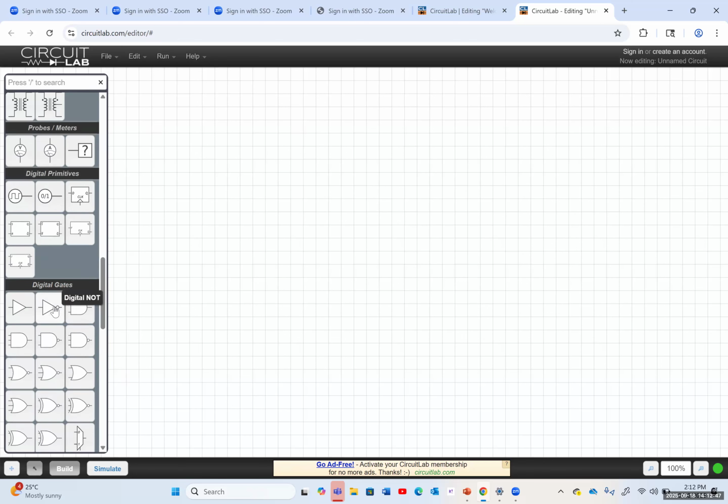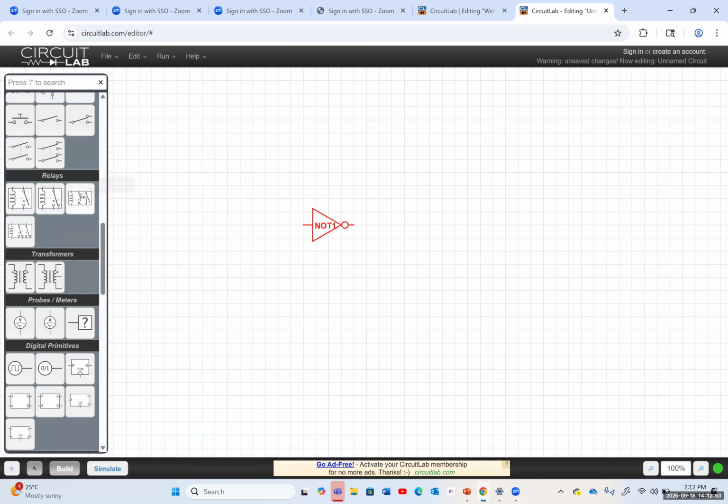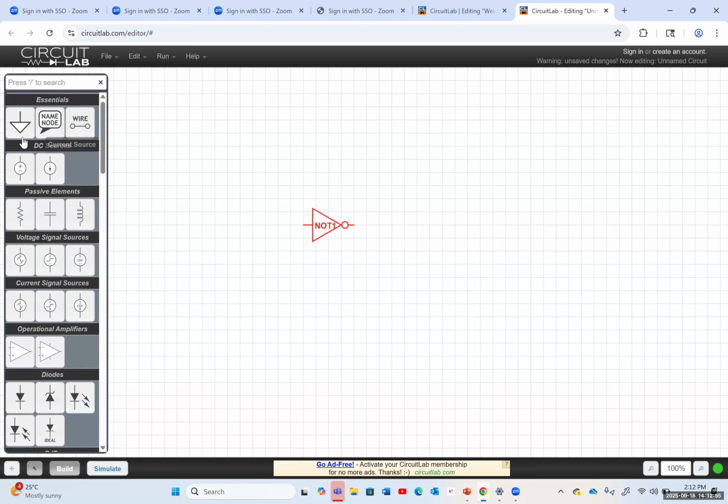So the first one, we just want to get used to it. I'm going to drag and drop a simple NOT gate. For this NOT gate, we need an input. I can put a voltage source as an input.